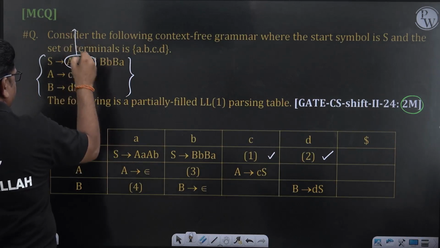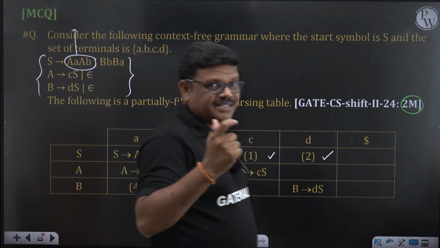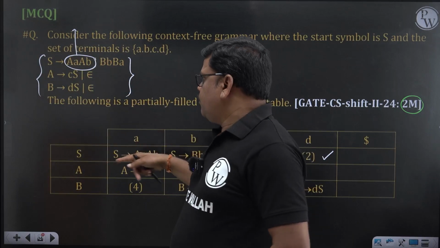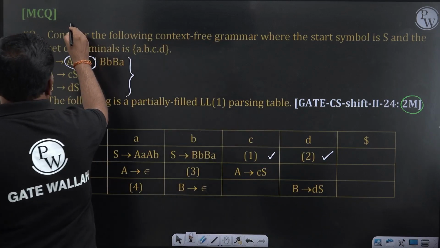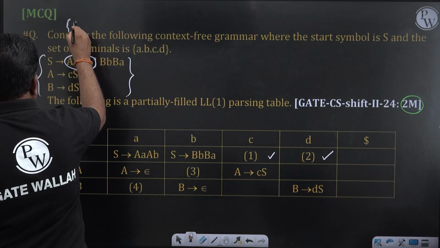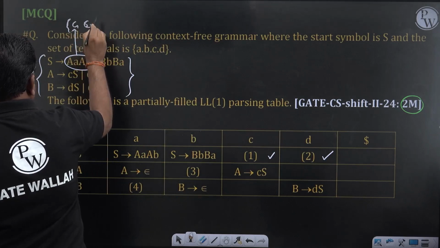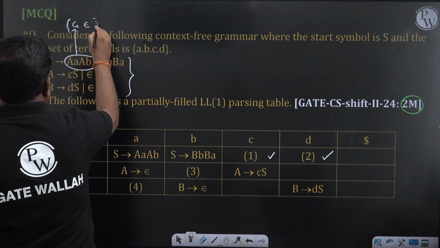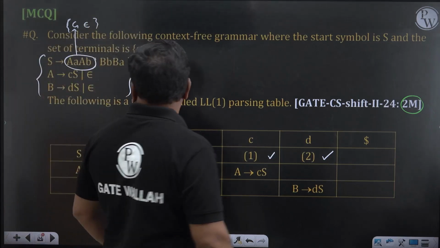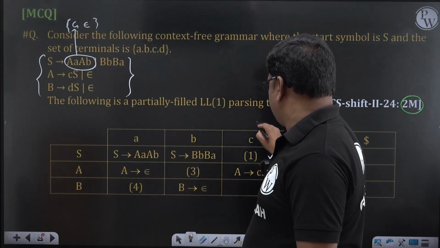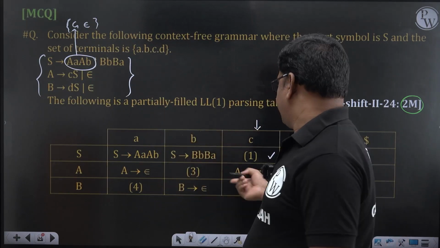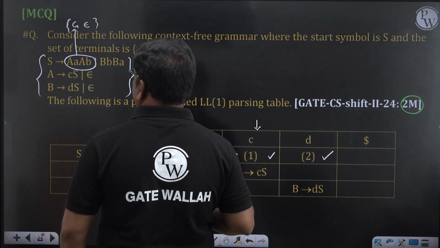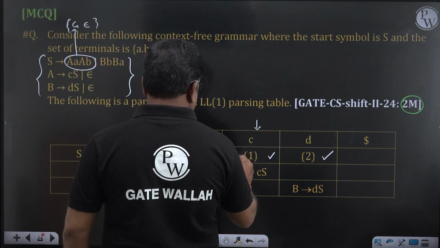first take the first set calculation of the right side, that is first of A. What is the first of A generally? C, epsilon. Right. So, in the position of C, this production we need to place. So, here we will get S gives AB.